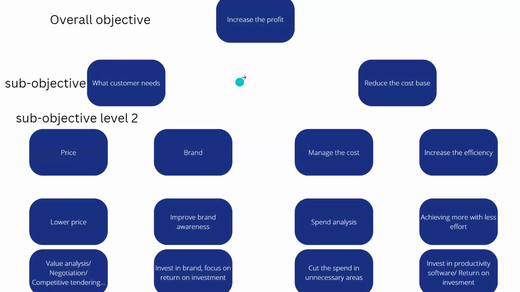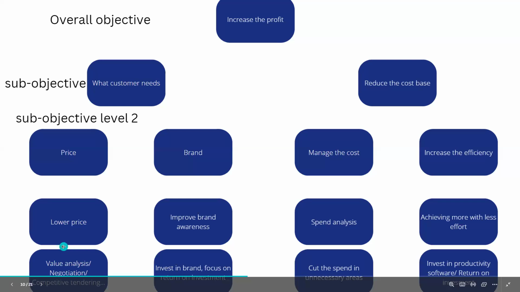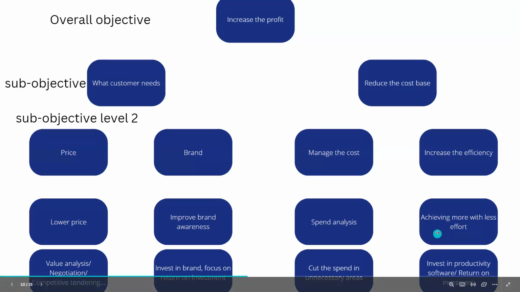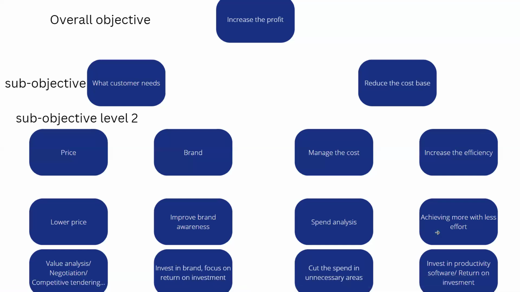This diagram provides much better visibility. With the price, we need to lower the price. We may do value analysis, negotiation, or competitive tendering. With efficiency, we may need to invest in productivity, focusing on return on investment, and spend time to analyze the whole life cost, and so on. Again, a very important point: focus on the actions, not on the outcome.